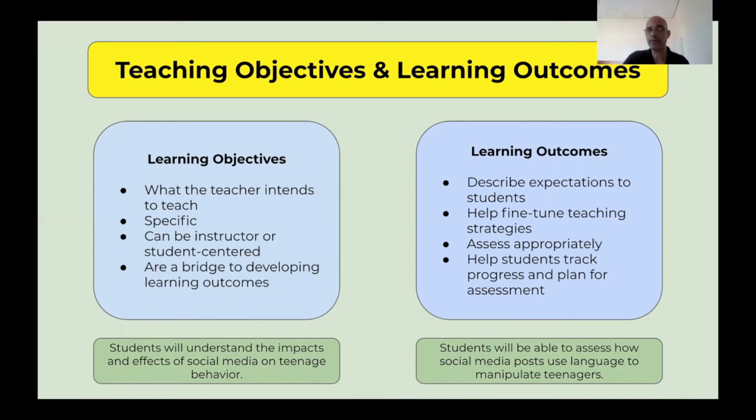When I'm writing my learning outcomes, I'm describing the expectations to students. What are students supposed to learn and be able to do, right? For me as a teacher, it helps me fine-tune my teaching strategies, fine-tune what I'm going to teach. But this is really seen from the perspective of students. And of course, it'll help me as a teacher assess my students more appropriately because I'm being more specific about what it is I'm teaching. And from a student's perspective, it helps them track their progress and plan for whatever type of assessment they'll have to face.